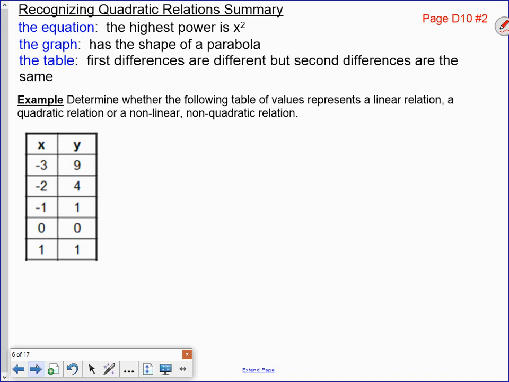So finally, here's one to try on your own. We've got a table. Determine whether the following table of values represents a linear relation, a quadratic relation, or maybe neither of those. Maybe it's nonlinear and non-quadratic. So give this a try by calculating your first differences and your second differences and see what you get. You could pause the video here and try it and then check your solution.